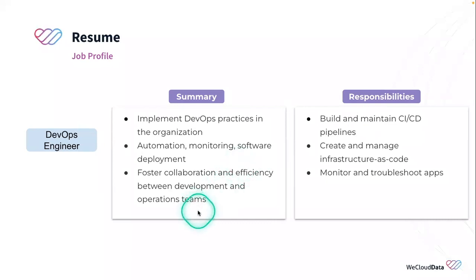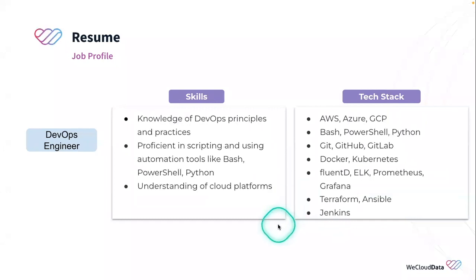For DevOps engineering positions, it kind of boils down to some key components here. So as a summary, a typical DevOps engineering position is going to say something like, implement DevOps practices in the organization. There's going to be keywords like automation, monitoring, software deployment, foster collaboration, efficiency between development and ops teams. Responsibilities might include build and maintain CI/CD pipelines, create and manage infrastructure as code, monitor and troubleshoot apps. If you keep reading job ads, you'll keep seeing these things appear over and over again.